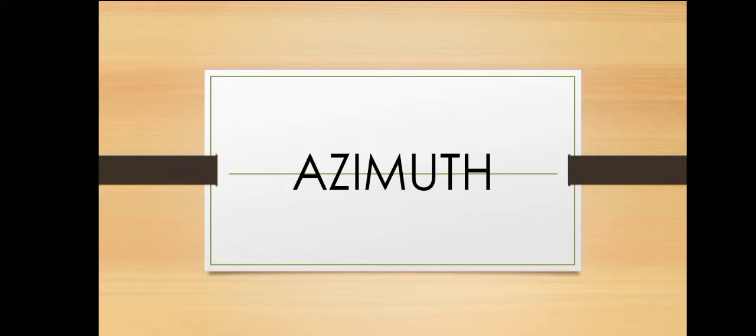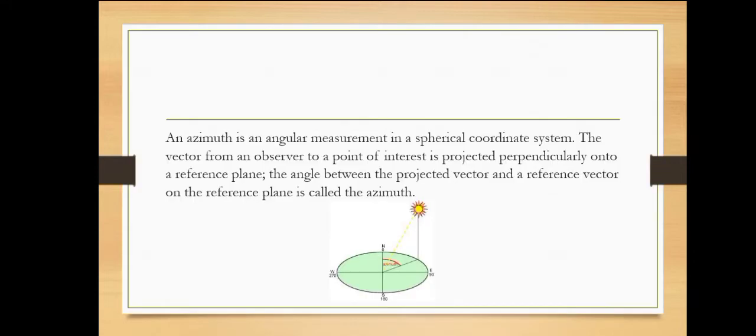So in this video, I am going to discuss and tell you about the azimuth. An azimuth is an angular measurement in a spherical coordinate system. The vector from an observer to a point of interest is projected perpendicularly into a reference plane. The angle between the projected vector and the reference vector on the reference plane is called the azimuth.